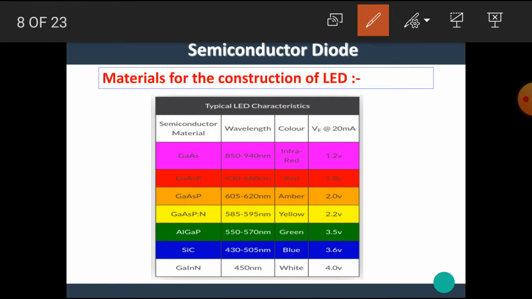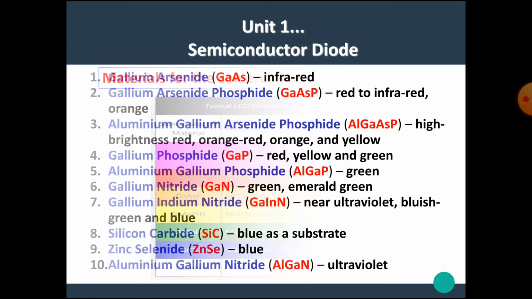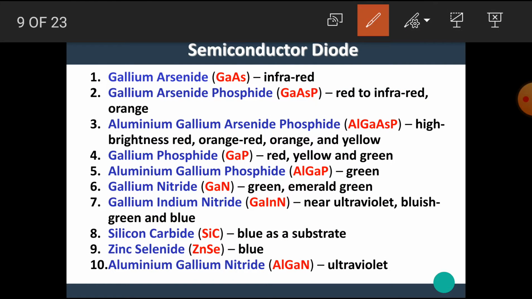Let's see some examples here. If we use the GaAs combination, then we get infrared light. If we use the GaAsP material during the construction of the LED, we get red light at 1.8 volt and amber light at 2.0 volt. Okay, now let's see this description in brief.